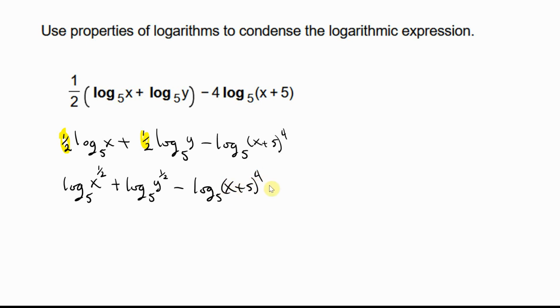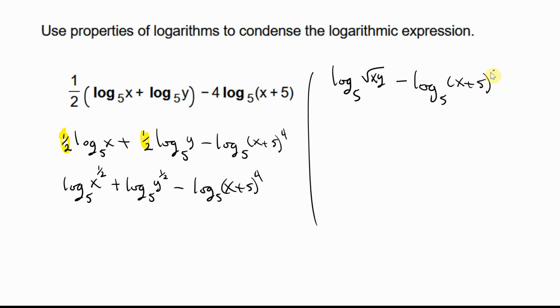Now we know that 1/2 power is the square root. So this is log base 5 of the square root of xy minus, just breaking it up, log base 5 of x plus 5 to the 4th. Now the minus, write this as the quotient, that is the fraction. Log base 5 up top, the square root of x times y, all over x plus 5 to the 4th power.